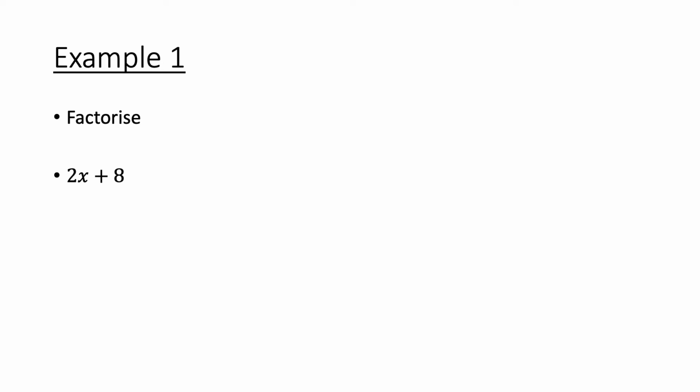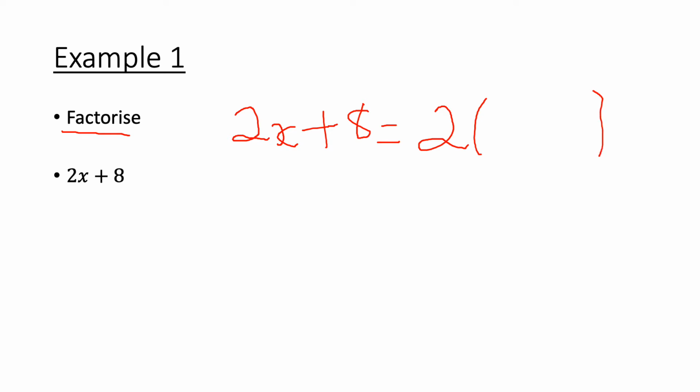Right guys, example 1. We are asked to factorize. In one of my previous videos on expanding brackets, factorize means taking the expression and putting it back into bracket form. So I've got an expression here and I want to write it in a bracket. The highest common factor of 2x and 8 is 2. 2 times x is 2x, and 2 times positive 4 is plus 8. So 2 is my highest common factor.